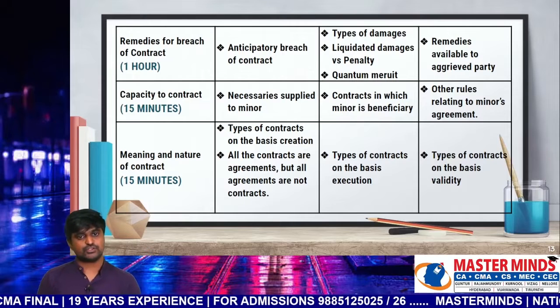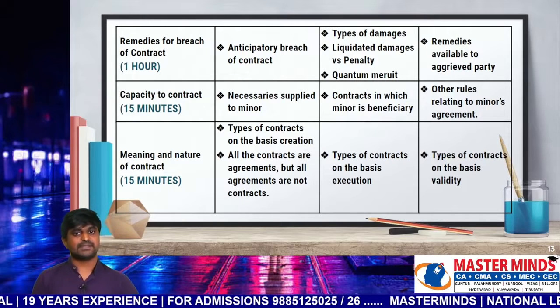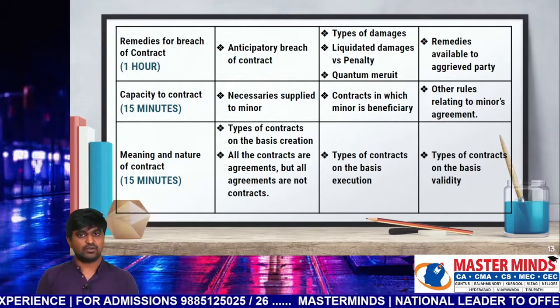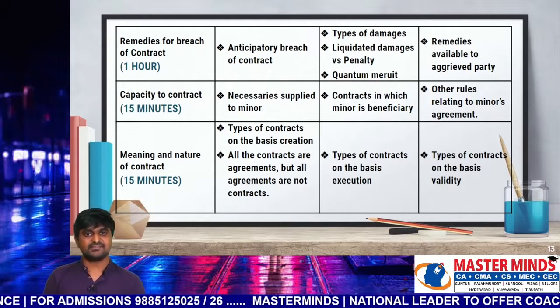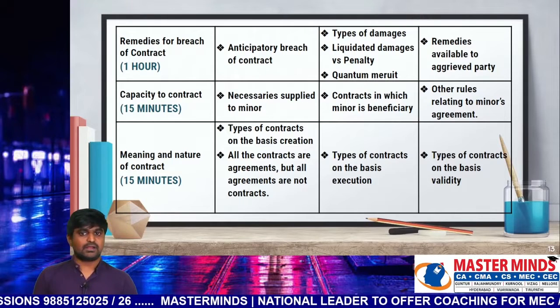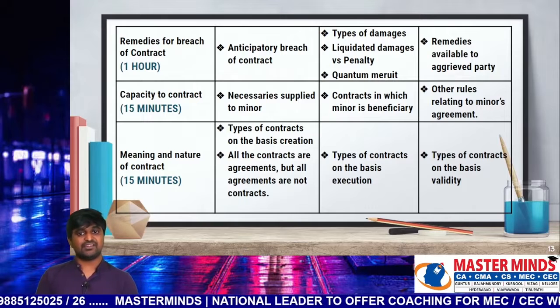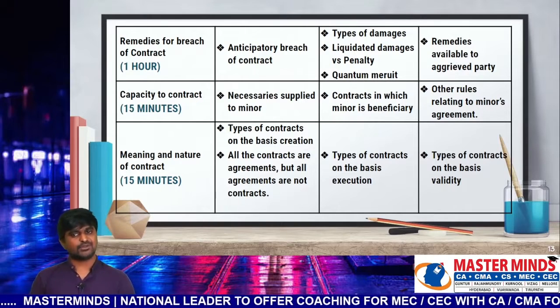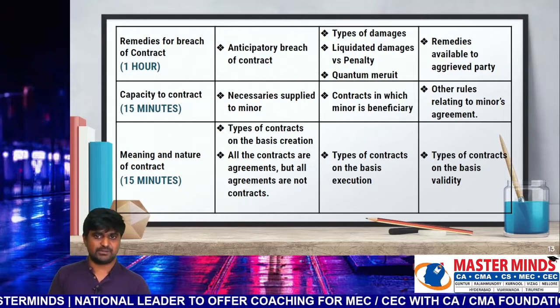Next, capacity to contract. So here first priority concept is necessaries supplied to a minor. So no need to revise all rules. First revise necessaries supplied to a minor. What will happen? After that, what about the contracts in which a minor is a beneficiary? You need to write about that. So after completion of these two topics, you can go for other rules relating to minor's agreement.